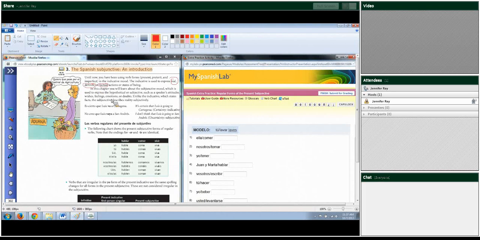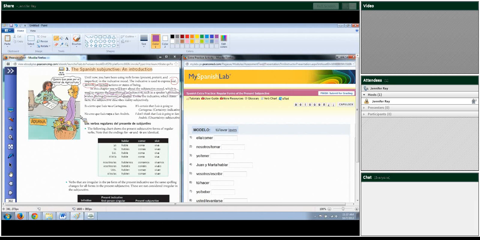In this chapter, we're going to use the subjunctive mood. The subjunctive mood is used to express the hypothetical or subjective, which are attitudes, wishes, feelings, emotions, doubts. So when the speaker is expressing his or her attitudes, wishes, feelings, emotions, or doubts, that's when you're going to use the subjunctive.